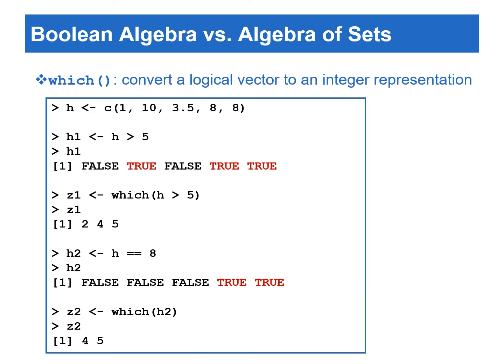One useful function to work with logical vectors is the which function. The which function converts a logical vector to an integer representation. For example, h1 is a logical vector that is the result of comparing vector h with value 5. We can use the which function to return the integer positions of the TRUE values.